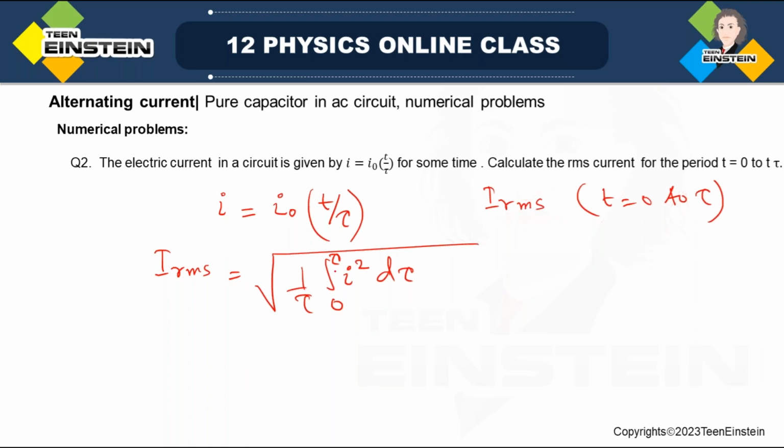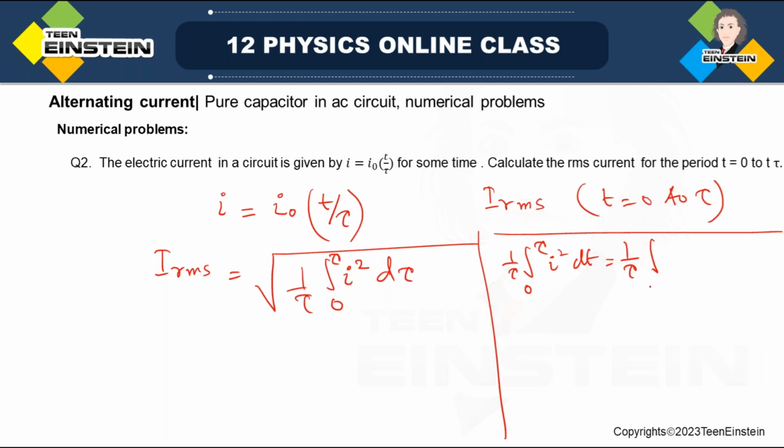So then what is this I square? Let me just do one thing. Just to avoid too much haziness in the solution, I'm just taking this integration part, 1 over tau integration 0 to tau I square dt. This could be again written as 1 over tau, 0 to tau, and this I square means I0 square, which is a time independent quantity, then t square divided by tau square again. This is dt.